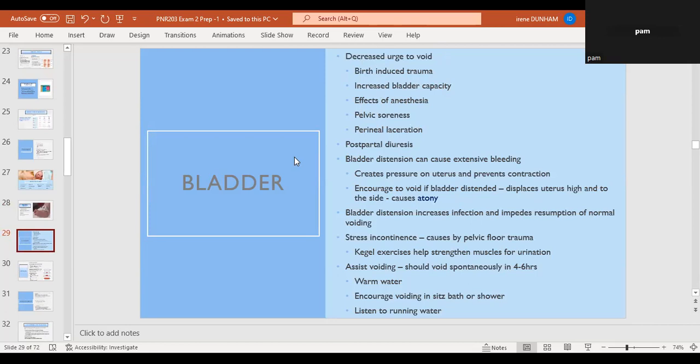Remember, the bladder lays right underneath the uterus. And then you have some lacerations, and she doesn't want to void. Yeah, she says no, but she has to void. So you put that ice pack on her bottom and it feels better. And then you go over pericare with her and that happens. That's better. The reason why you want to make sure she empties the bladder is because distension can cause extensive bleeding. And what happens if you get this bladder distended, it actually displaces your uterus high and over to the side. It deviates it over to the side.